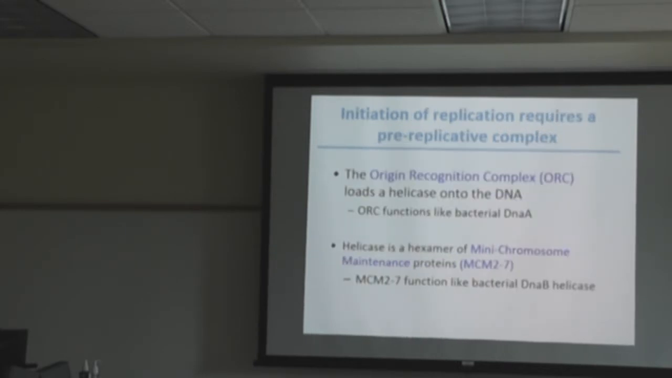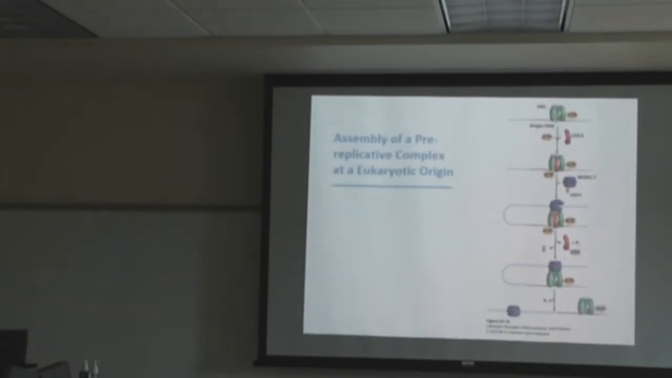So initiation of replication requires a replicative complex. The origin recognition complex, the ORC, loads a helicase onto the DNA. The ORC functions like bacterial DnaA. The helicase is a hexamer of minichromosome maintenance proteins, MCM 2 through 7. And MCM 2 through 7 functions like the bacterial DnaB helicase, so it helps to unwind that DNA.